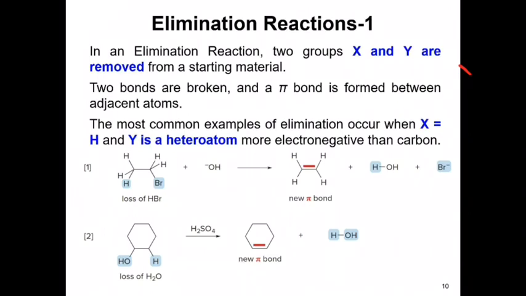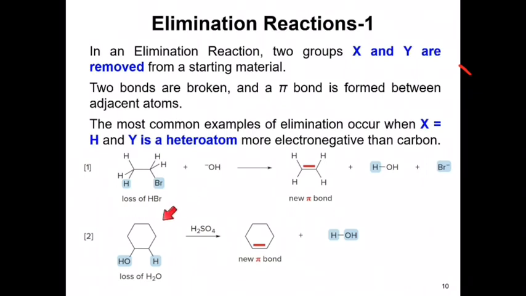Here's a few examples. So here we have an ethyl bromide that's reacting with a hydroxide ion, which is a very strong base. And so here in this elimination process, you can see that the hydrogen and the bromine atoms get cleaved off of their sigma bonds. And so as a result, a new pi bond is formed between the two adjacent carbon atoms. So this is a general pattern that's observed in a lot of elimination reactions.